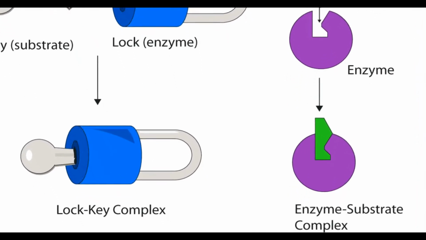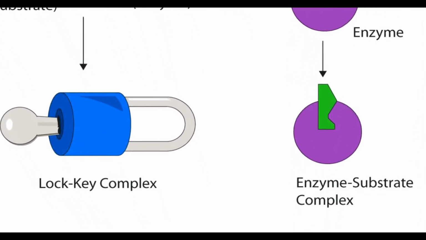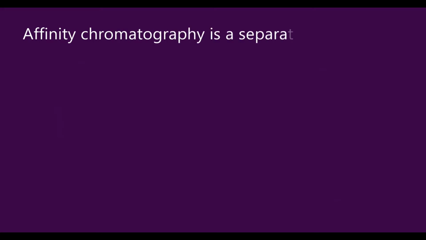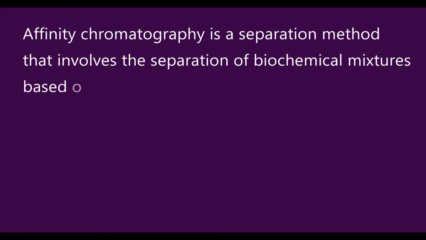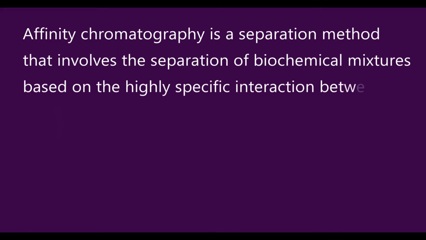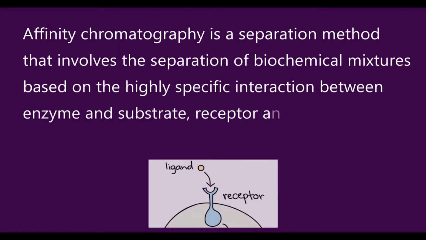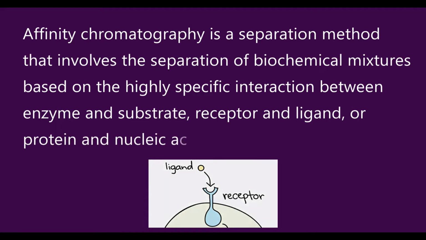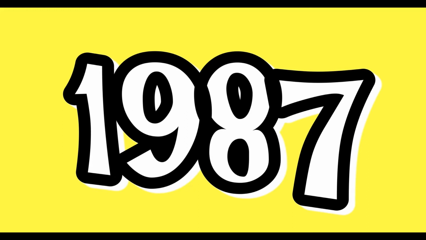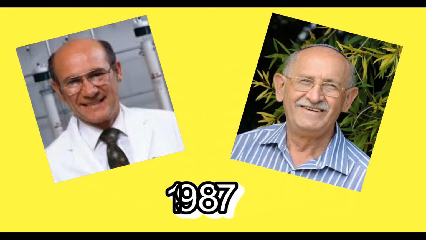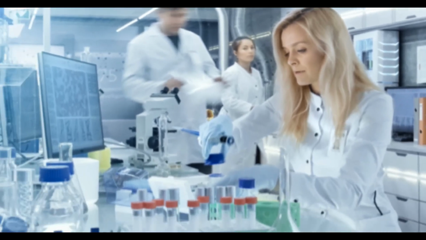So, let me summarize the definition. Affinity chromatography is a separation method that involves the separation of biochemical mixtures based on the highly specific interaction between enzyme and substrate, receptor and ligand, or protein and nucleic acid, etc. Who discovered affinity chromatography? In 1987, Pedro Cuatrecasas and Meir Wilchek discovered and developed affinity chromatography and its applications to biomedical sciences.